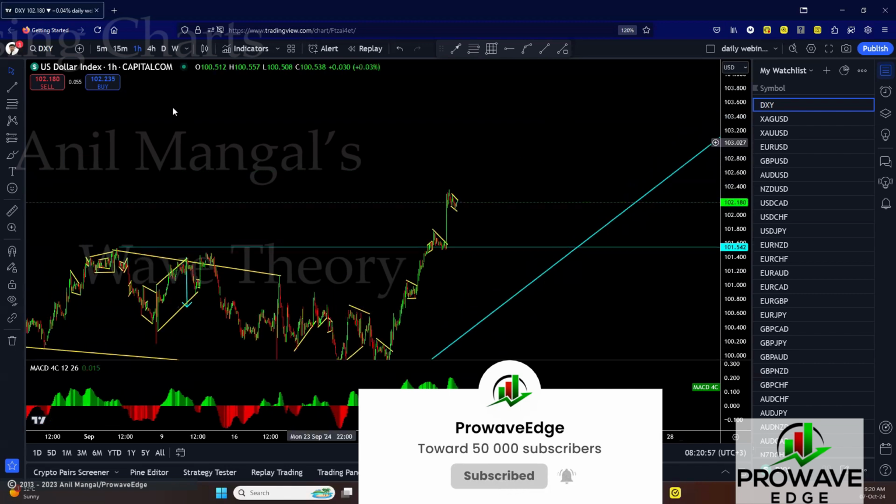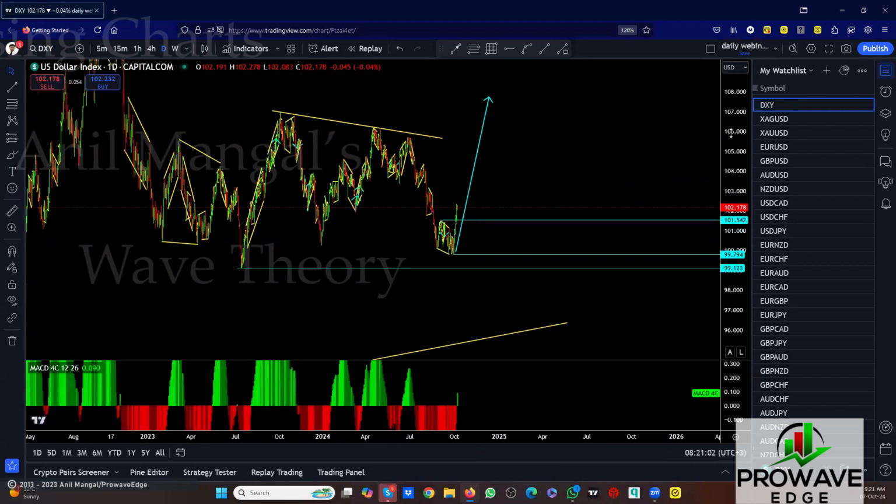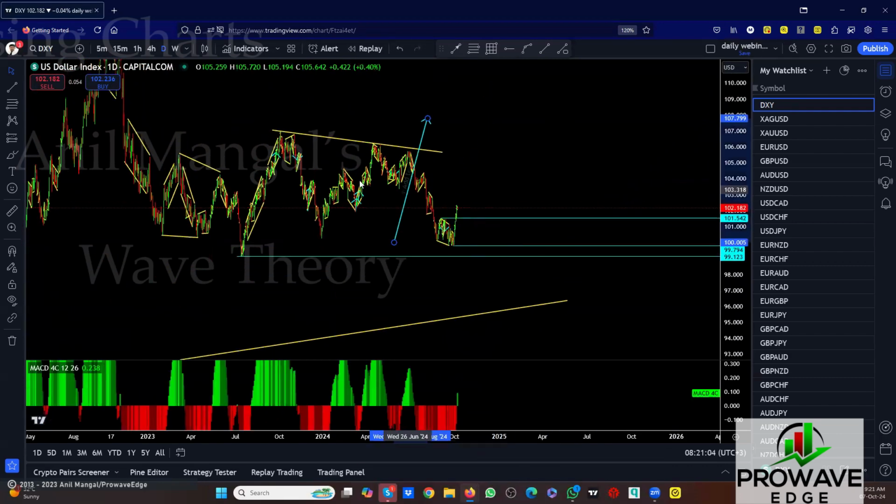Dollar index. So let me go back to the big picture and remind you what we were looking at on the dollar index. So remember this arrow, right? It was when it breaks this low, we're going to start to see this going up. And that's the equivalent of this.